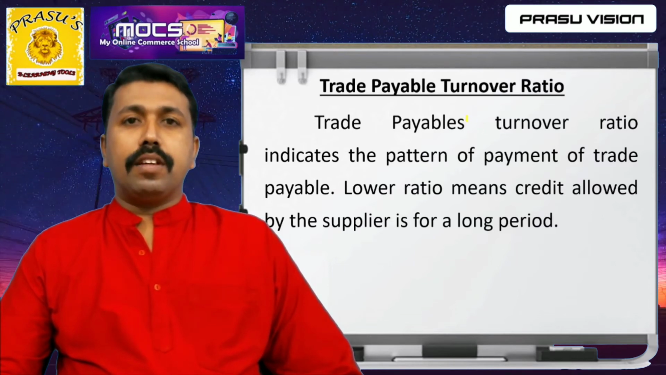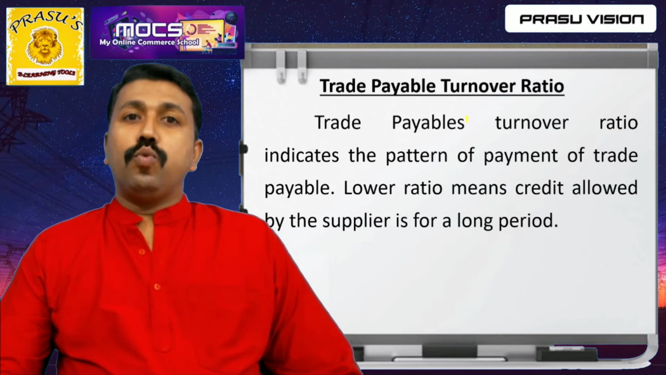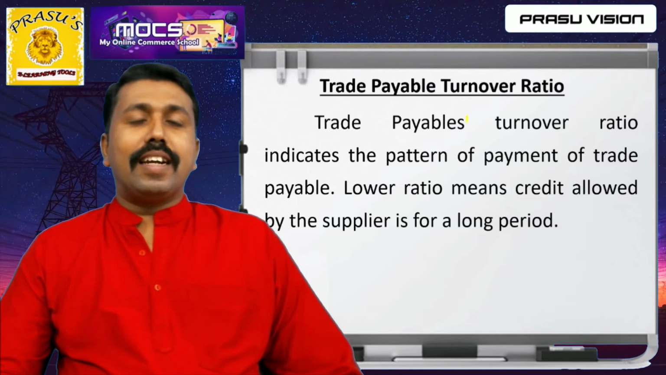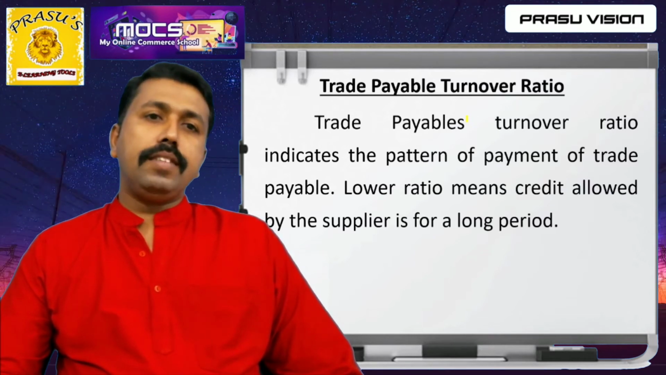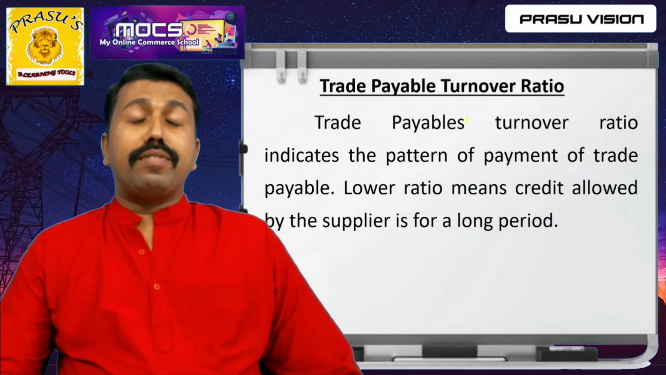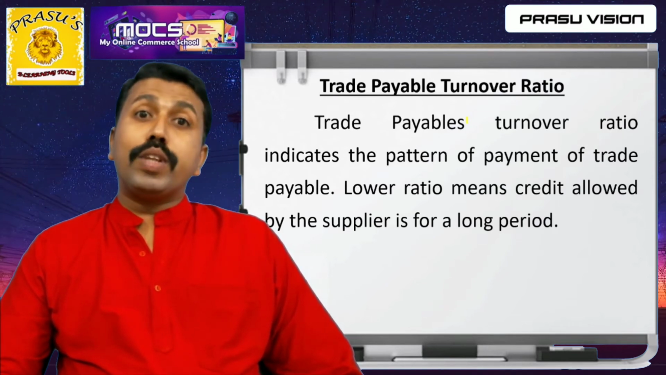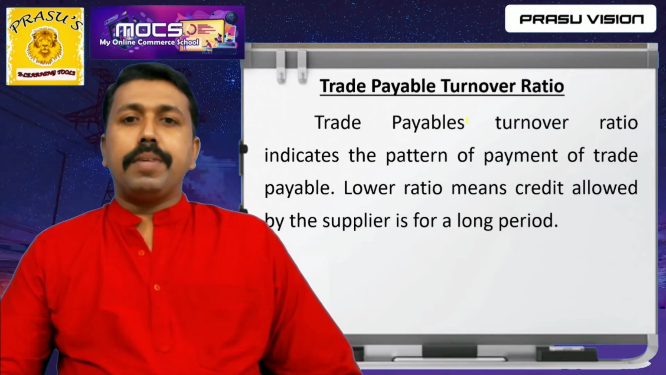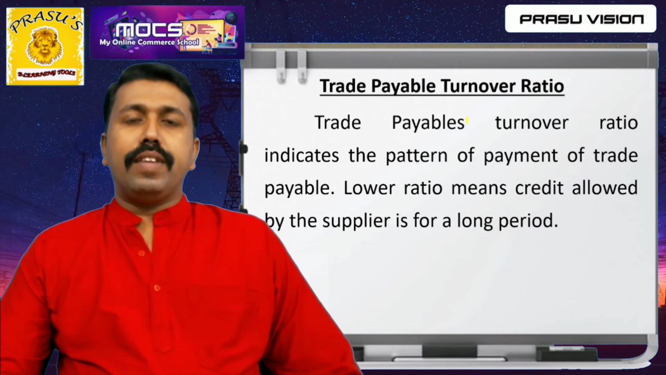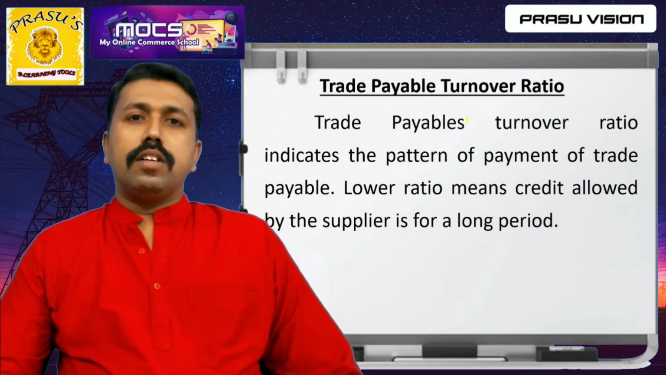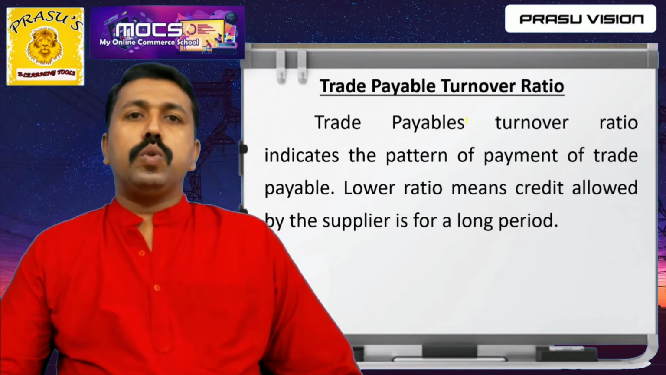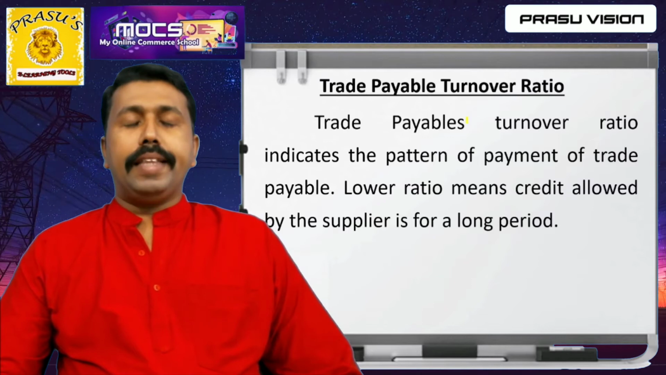How many times the firm is able to pay the amount of credit purchase, the liability. So trade payable turnover ratio indicates the pattern of payment of trade payable, meaning the amount to the creditors, and a lower ratio means credit allowed by the supplier is for a long period. If the ratio is very low, that indicates the supplier gives additional time to pay the amount.